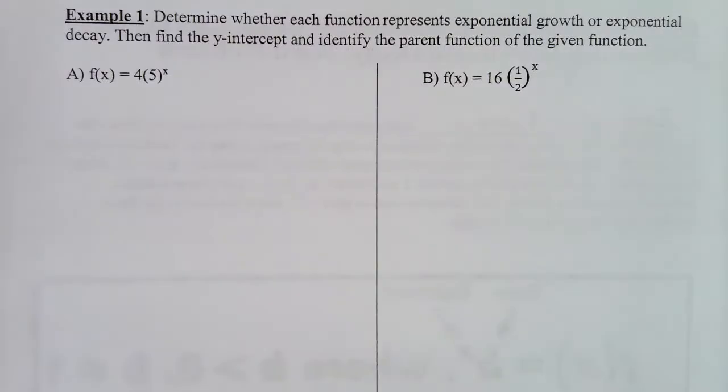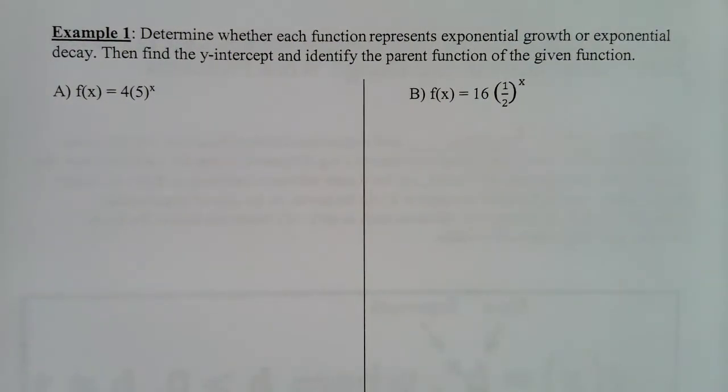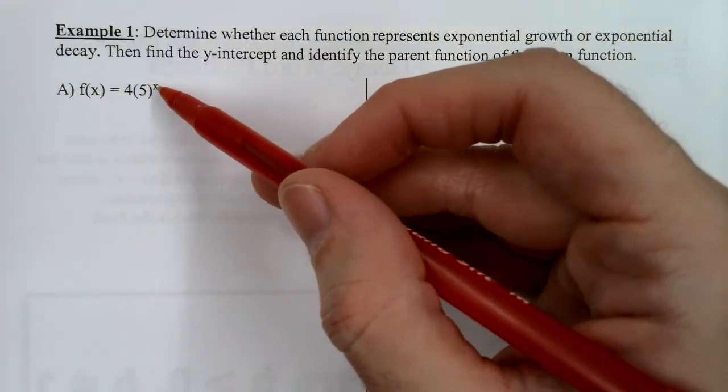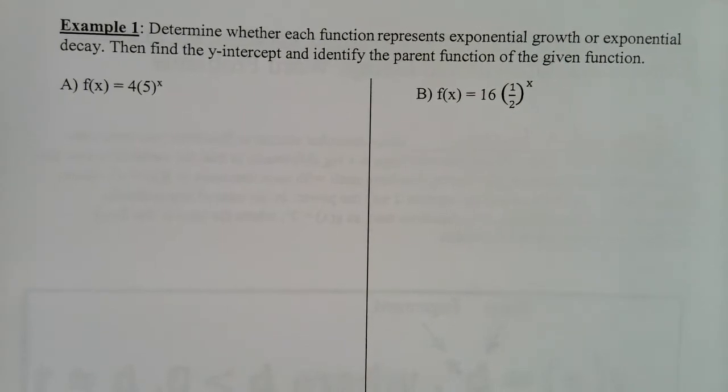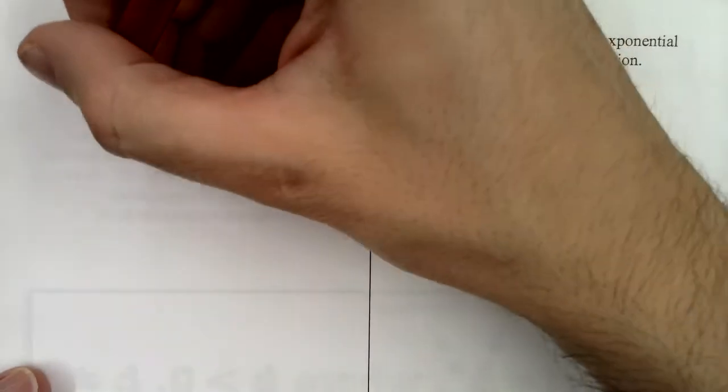Example 1, determine whether each function represents exponential growth or exponential decay, then find the y-intercept and identify the parent function of the given function. First of all, for example 1a, you're looking at the number that's being raised to the x power, which is just the 5. Since 5 is greater than 1, it means this is exponential growth.